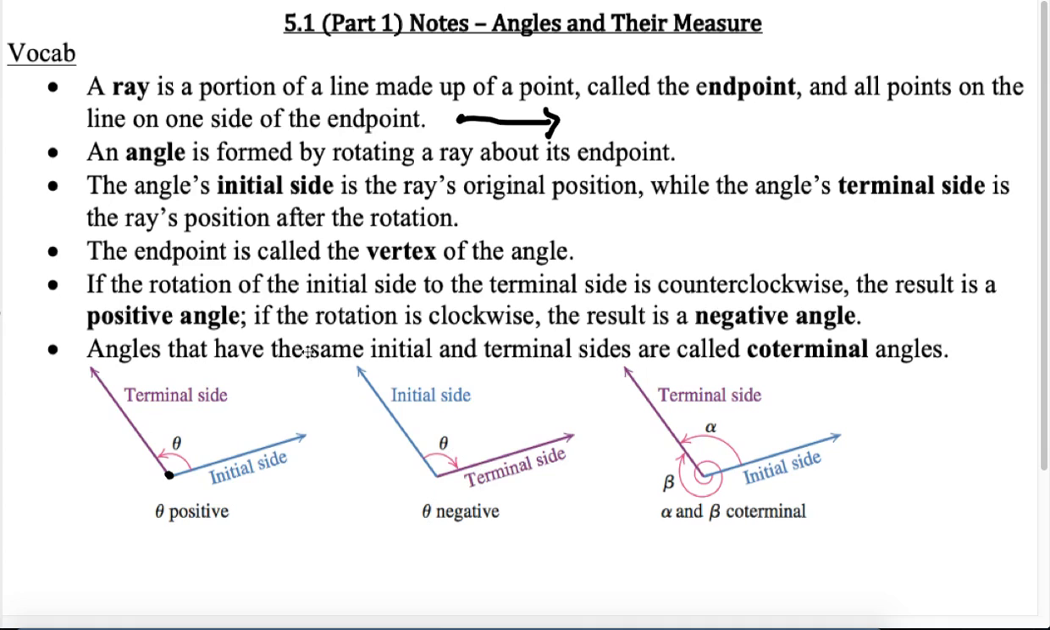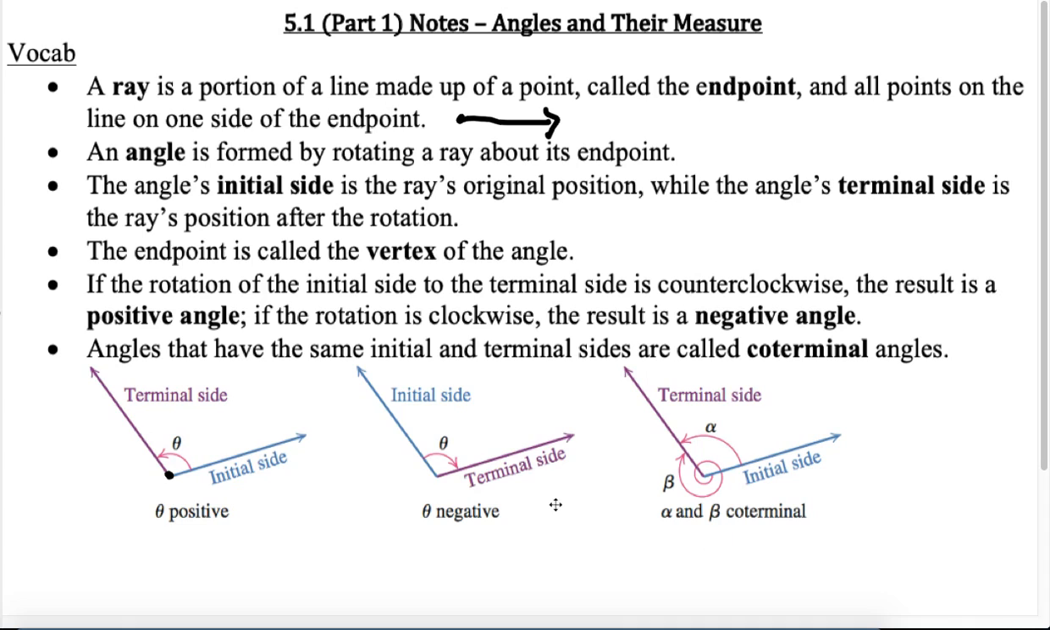Now, another thing here, if two angles have the same initial and terminal sides, they are coterminal angles. So here, if my first angle starts here and goes here, and then my second angle starts here and rotates one full rotation and then all the way back to here, those two angles have the same initial and terminal sides, so they are coterminal.